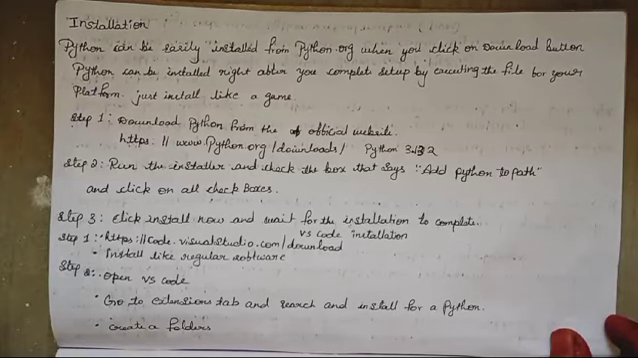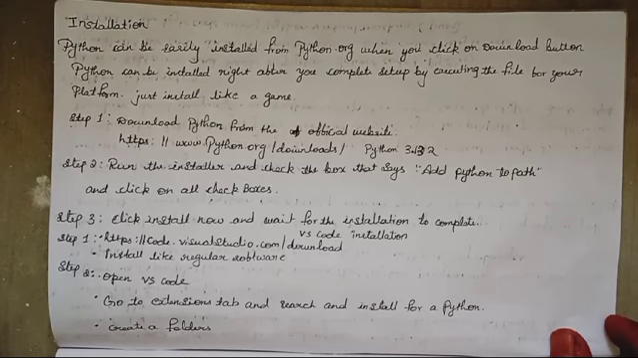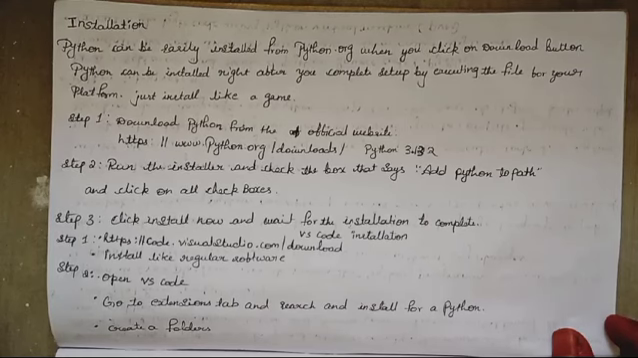Step 1. Download Python from the official website. I will give a link in the description. Step 2. Run the installer and check the box that says add Python to PATH. Make sure that Add Python to PATH is checked, and click on all checkboxes. Step 3. Click Install Now and wait for the installation to complete.